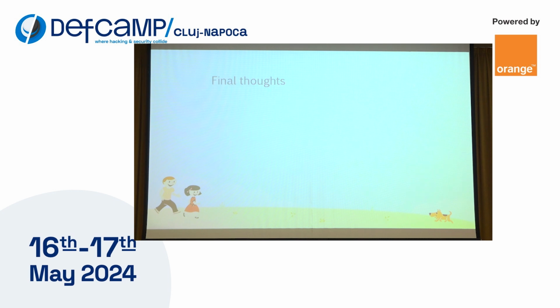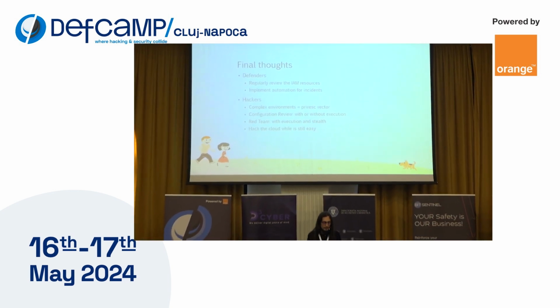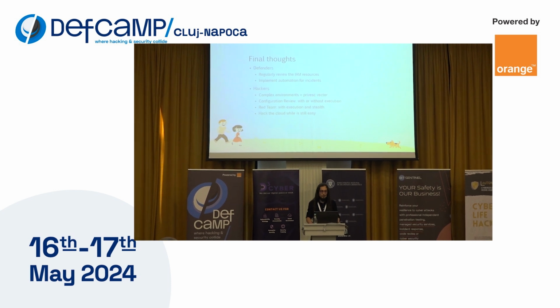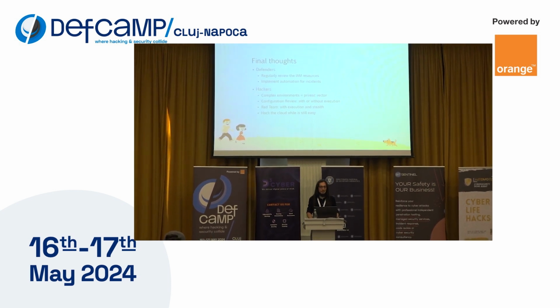Now, final thoughts, and this is my last slide. For defenders, you should regularly review the IAM resources, implement automation for incidents that will invalidate access, and limit the access and permissions that someone might have. And for hackers, complex environment means privilege escalation most of the time. Configuration review, you should perform it with or without execution. It doesn't matter, it's important to identify the issues. And if you are doing red team, you should have execution and also stealth. And a bit of advice, you should hack the cloud while it's still easy, because it still is, and defenders are not yet prepared as we hackers are. Thank you.